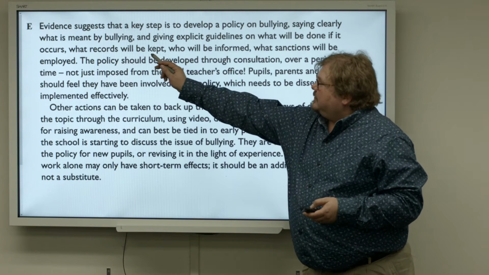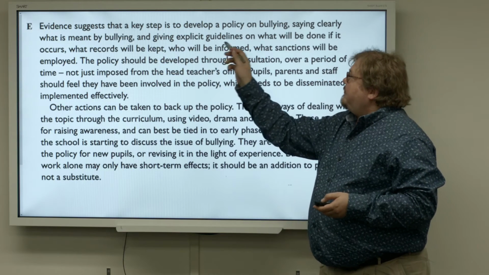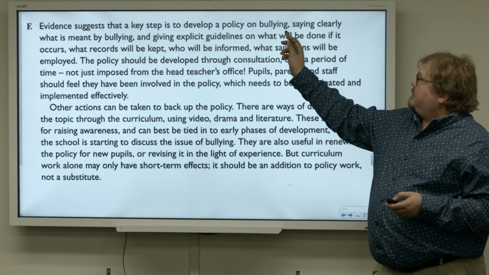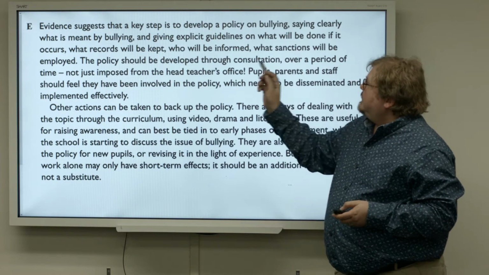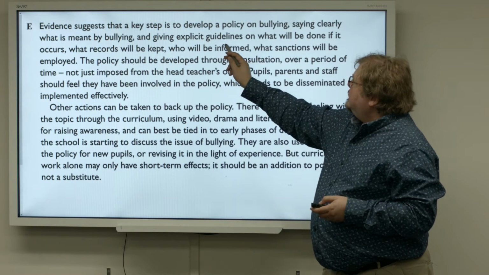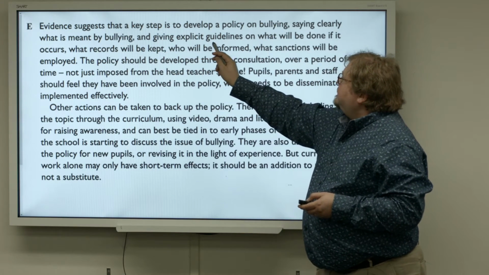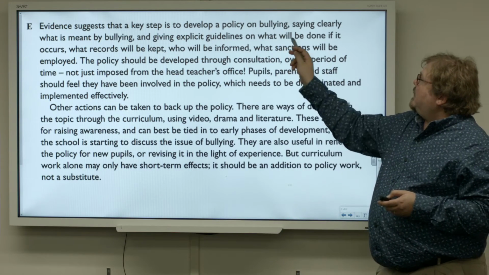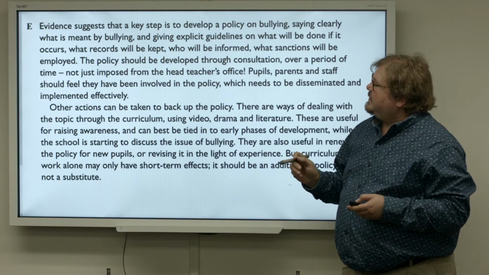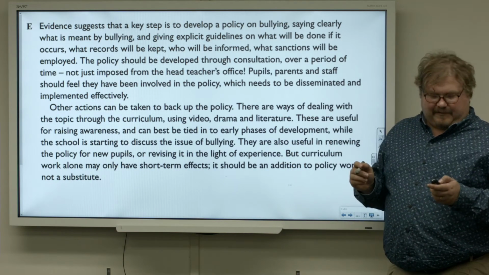Okay, so starting right at the beginning, scan through. So we see that word about bullying and policy here, giving explicit guidelines on what will be done if it occurs. Let's look back at the summary.